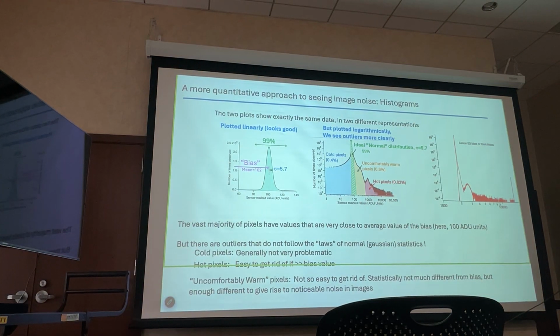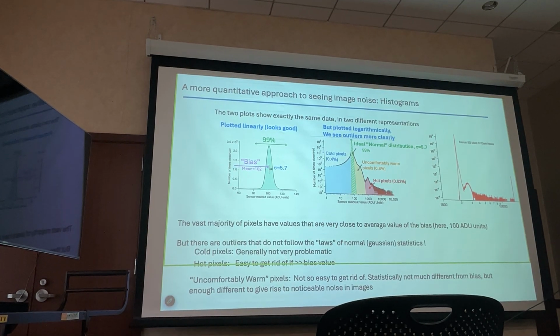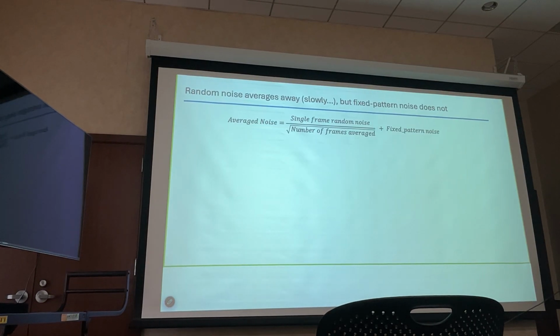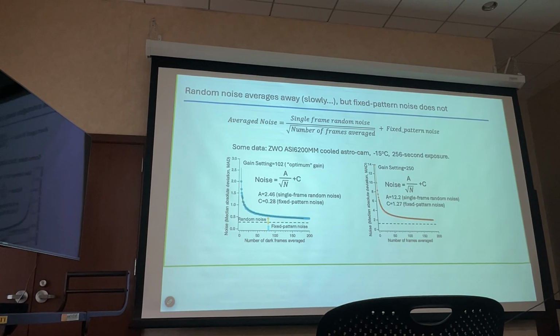All right, so these cold pixels are usually not problematic. Your eye just sees them as black. The hot pixels are easy to get rid of because they're far away from the average value, so the statistical methods I talked about are really good at removing those. But it's these uncomfortably warm pixels which are very hard to get rid of. The outlier rejections do not do a good job of rejecting those without risking throwing away valid data. So this turns out to be relatively important.